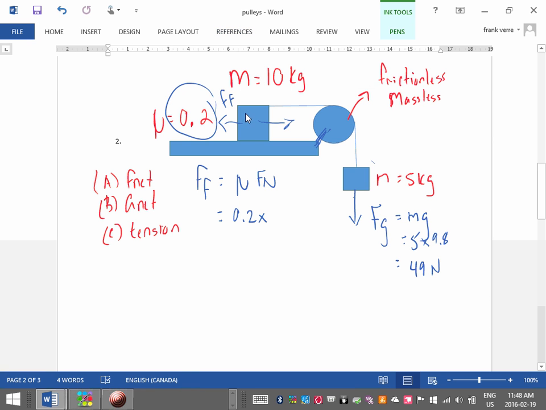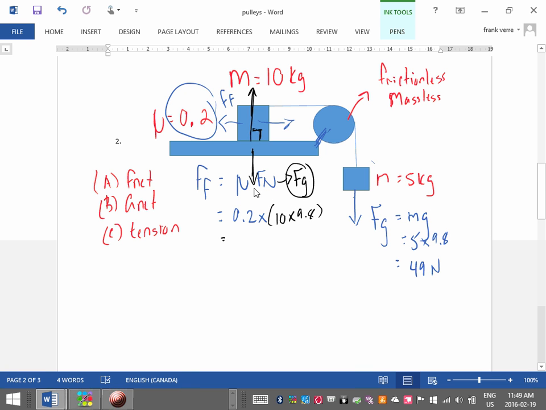We know it acts opposite, or perpendicular, to the surface. So here's my surface right here, and the normal force is perpendicular to the surface. This block is not levitating up or down, so that means the normal force has to equal what? This force, which happens to be the weight of the block. So the normal force in this case is the same as the weight of the block. We could substitute the normal force for the weight, which we know is 10 times g.